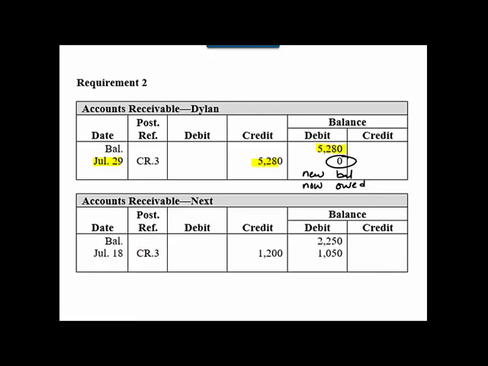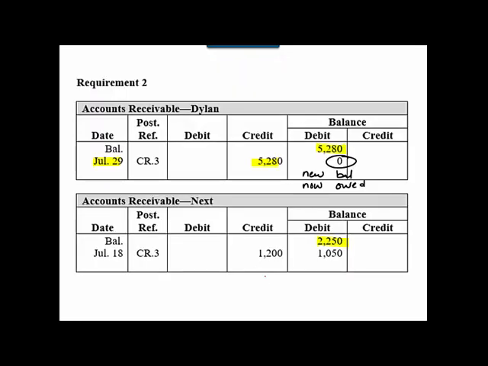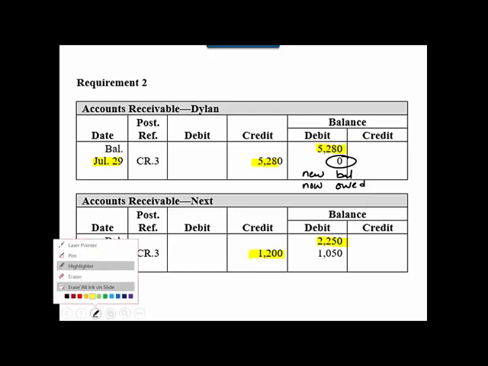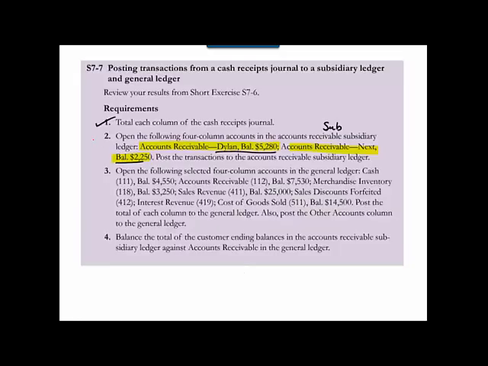Next started with $2,250. That's what they told me right here. She started with $2,250 in her account. And then she paid me on July 18th, so I credited her account $1,200. And so now I take the $2,250 minus the $1,200, and her new balance, the amount now owed, is $1,050. So that's showing that she made a payment, but she still owes me $1,050, and Dillon doesn't owe anything because he paid in full. So that takes care of part 2.